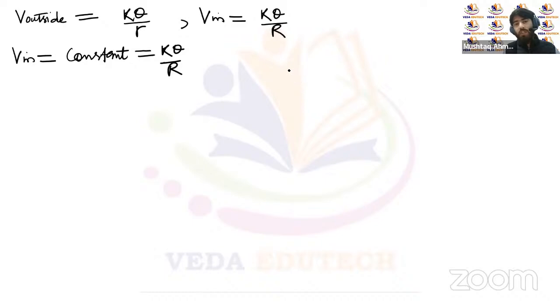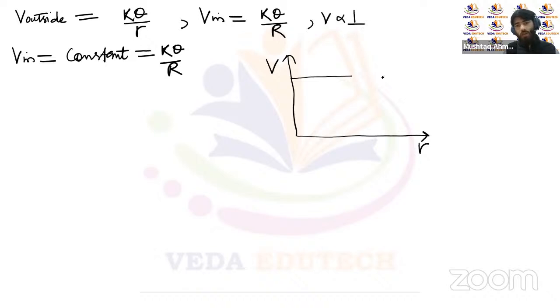It means that if we plot this potential versus r, V versus r here, it will be like this. Up to the surface, up to capital R, the potential is a constant, and then this potential is inversely proportional to small r, so it will vary like this. So this is how the behavior of V versus r will be when we plot it outside as well as inside. Inside it's a constant.